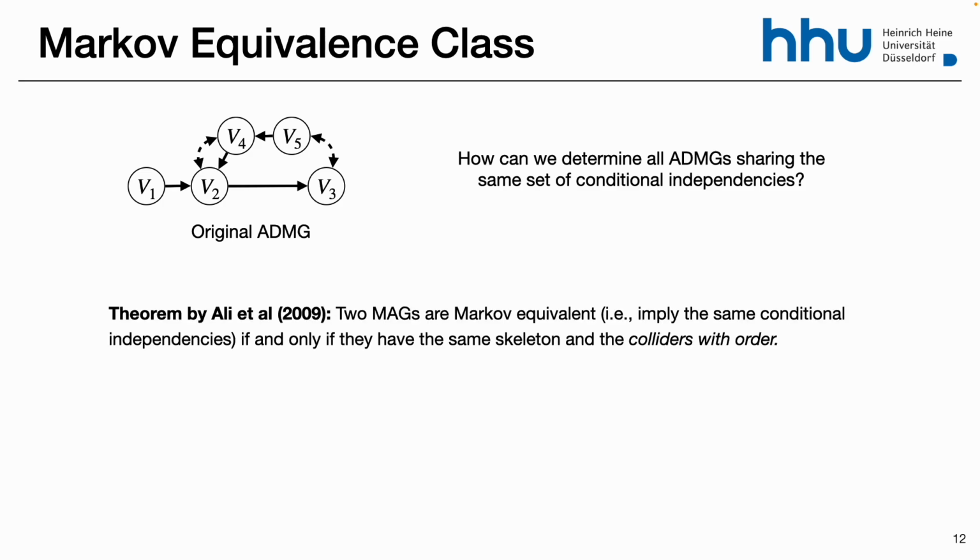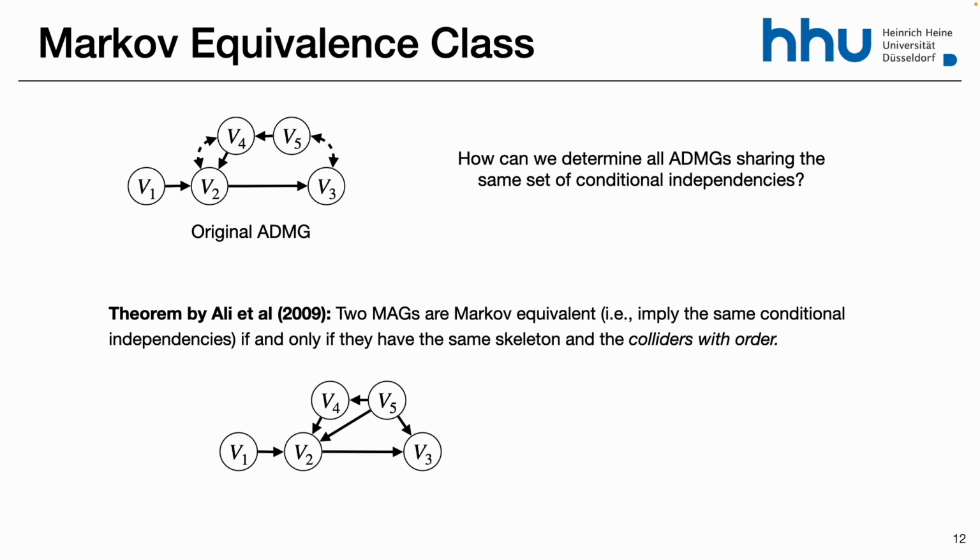There is this theorem that says that two MAGs are Markov equivalent, so we can move to other MAGs now to start listing other ADMGs that are part of the same PAG or Markov equivalence class. I don't know if you remember, the theorem is about colliders with order, right? So two MAGs are going to be Markov equivalent, or imply the same conditional dependencies, if and only if they have the same skeleton and the same colliders with order.